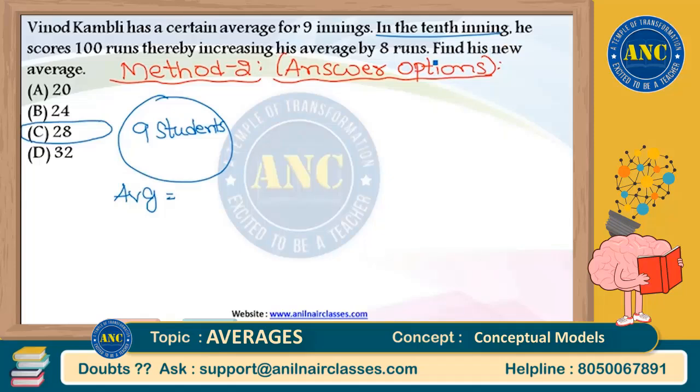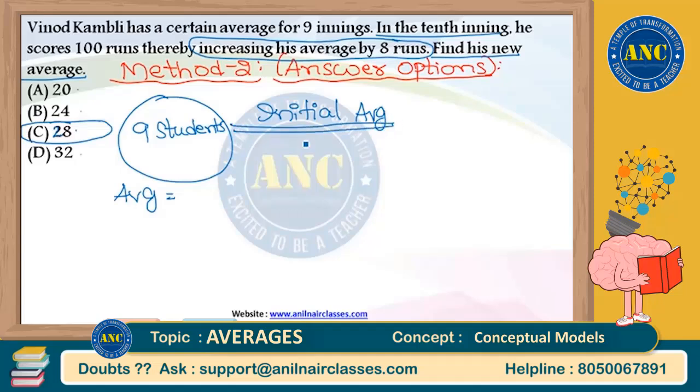Now, the question is to find his new average. That means the answer option also will represent a new average. I am assuming the new average as 28, after the average increases by 8 marks. That means the initial average will be 20, right? Initial average will be 20.